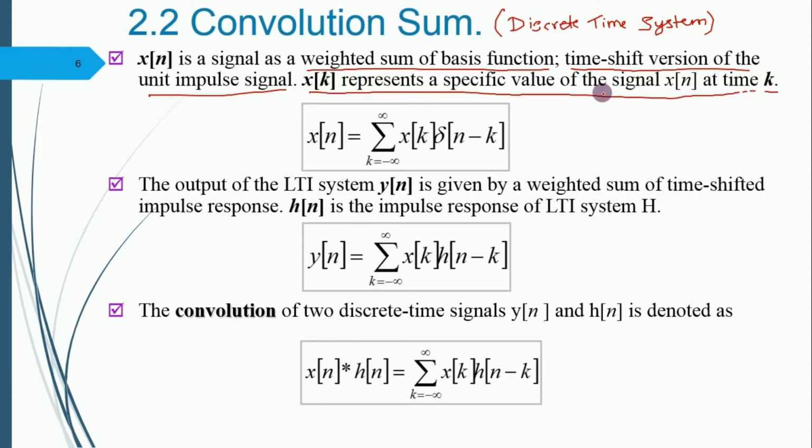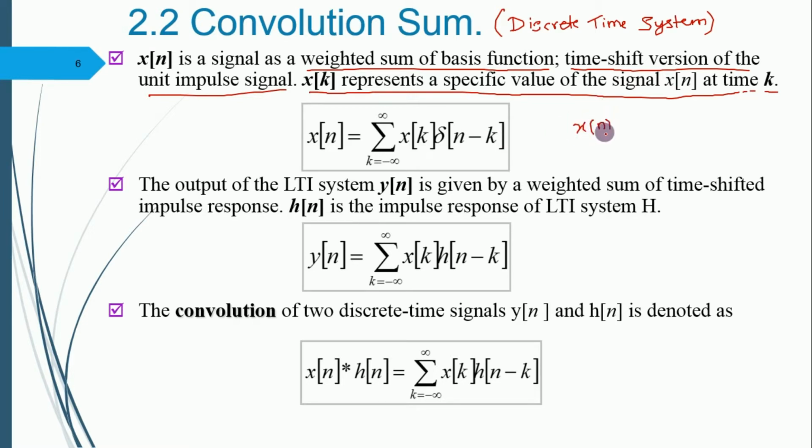I'll take a diagrammatic explanation to help you with this. So x of n is represented as the summation of x of k delta of n minus k. I hope you remember the fifth property of the impulse function. It was like this.